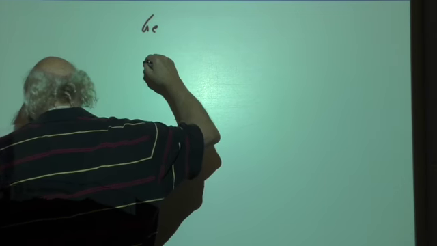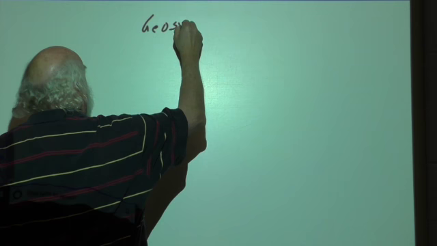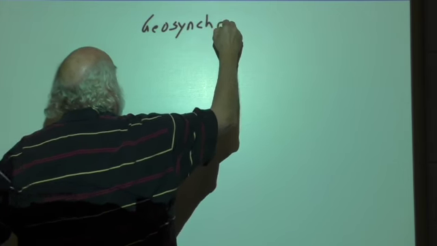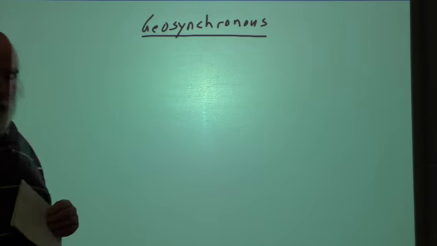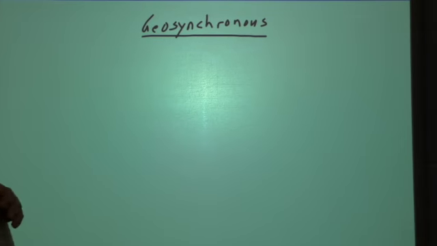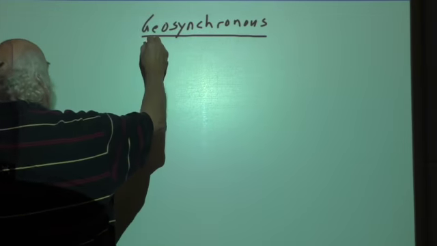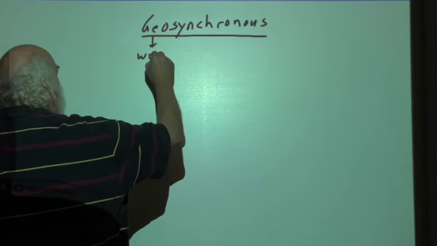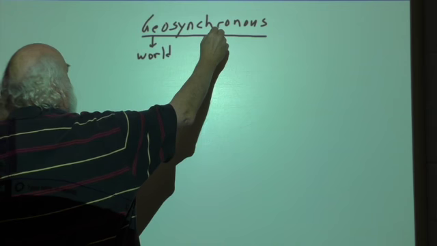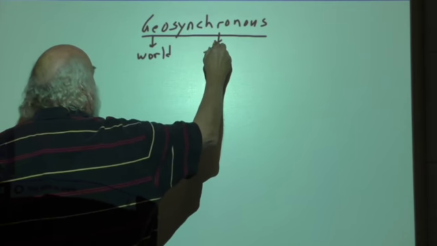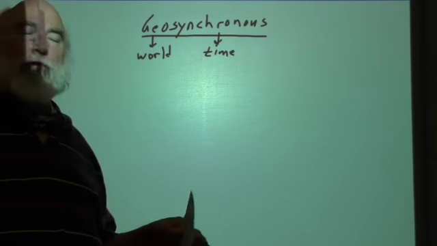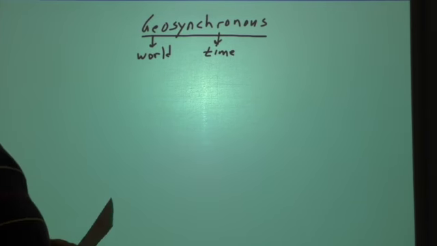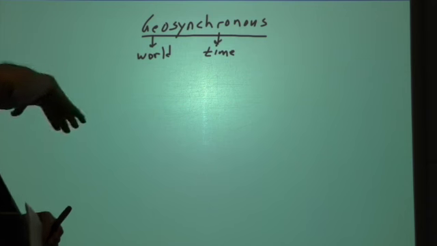All right, the next thing I want to talk about is geosynchronous satellites. If something is geosynchronous, the word geo comes from the Greek word for world, and synchronous in both Latin and Greek means time, so it's dealing with world time. And so geosynchronous is basically saying you're going to move with the world at the same time.